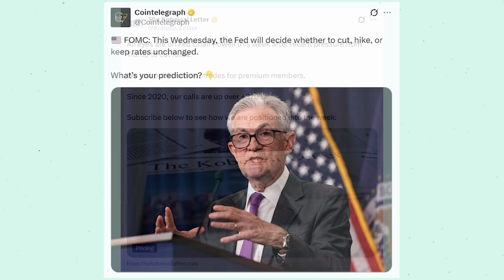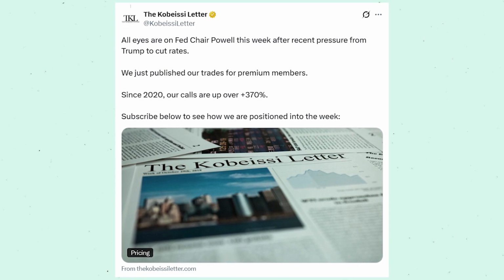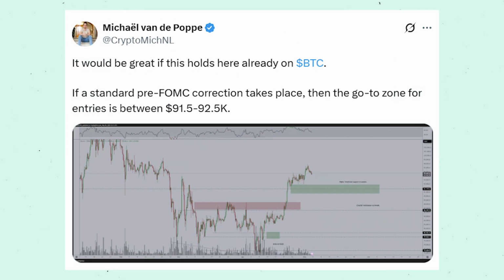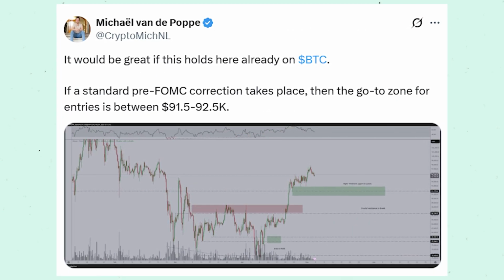Bitcoin enters the first full week of May at a pivotal moment, trading just above $93,500 and facing mounting pressure from both technical and macroeconomic fronts. With the Federal Reserve's interest rate decision looming, traders are watching closely to see whether Bitcoin can maintain support at its yearly open or slip further amid growing market uncertainty.